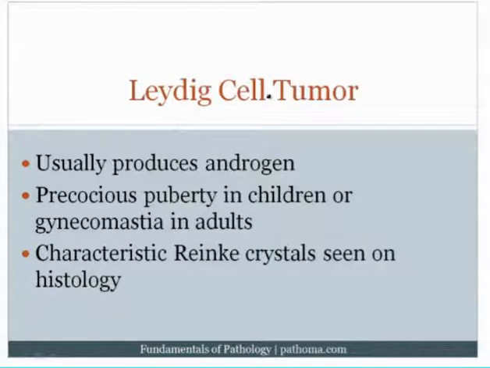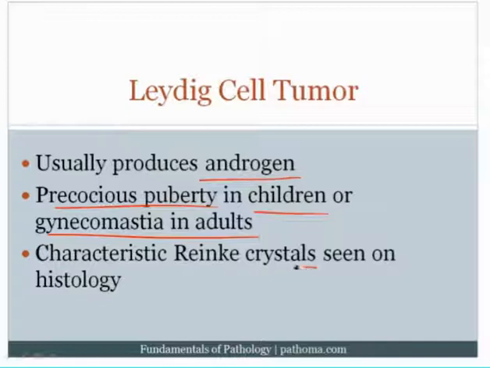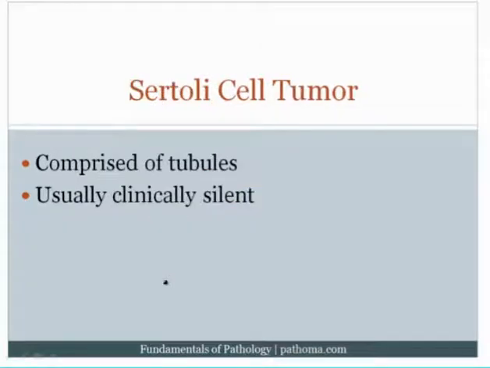Now, Leydig cell tumors usually produce androgen, and so because they produce androgen, you're going to get precocious puberty in children, or it could also result in gynecomastia in adults. One of the characteristics on histology of a Leydig cell tumor is that you see these crystals within the cells, and these are called Reinke crystals, and that's, again, high yield to know that Leydig cell tumors often have Reinke crystals. Sertoli cell tumors will be composed of tubules, and of course the Sertoli cells are the cells that normally line the tubules, so the tumor of Sertoli cells will also form tubules, and these are usually clinically silent.